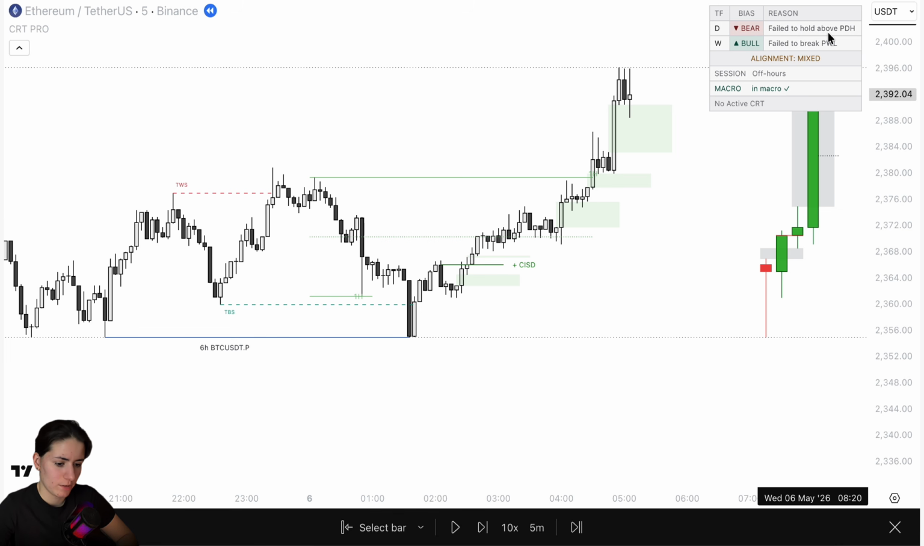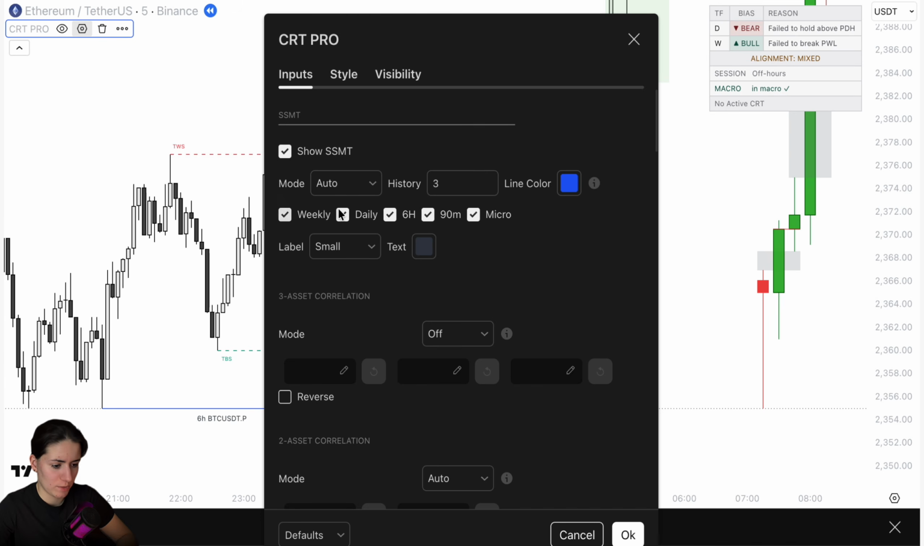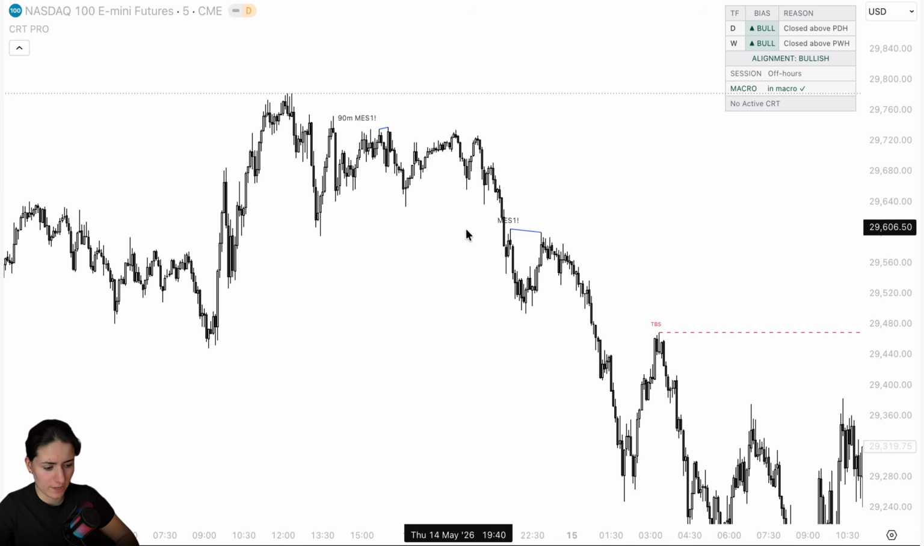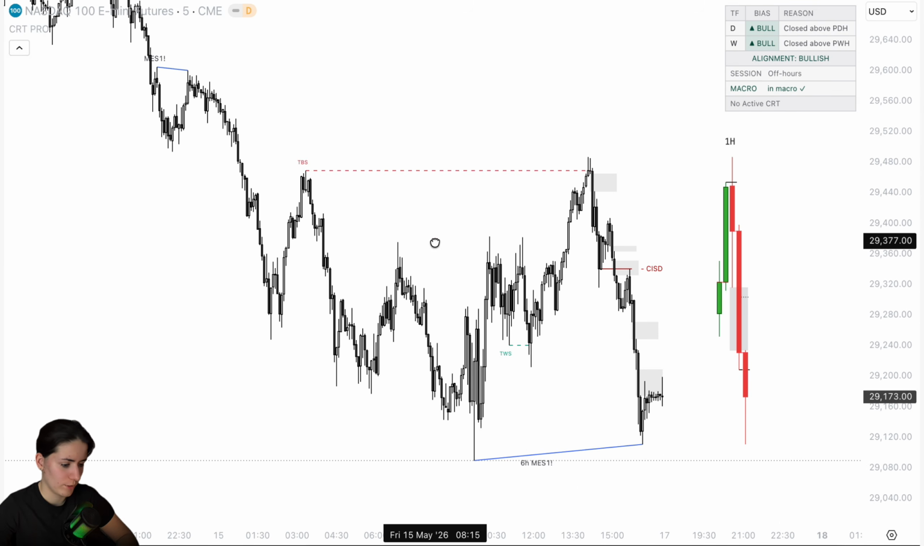And by the way, if you like combining CRT models with divergence, you can turn this on in the settings. The indicator will automatically show you divergence between cycles, so you don't have to spot it manually. It's just one more tool to help you filter for the highest quality setup. Alright, that's a full breakdown of everything new in this update.